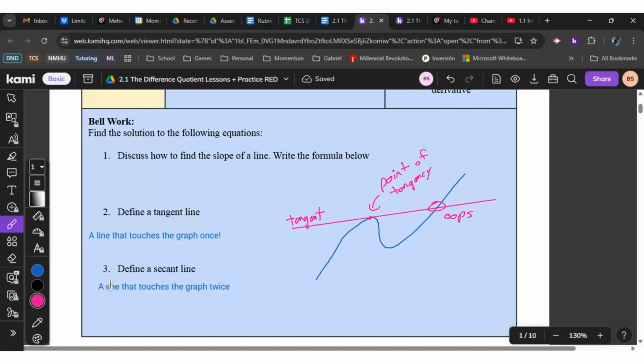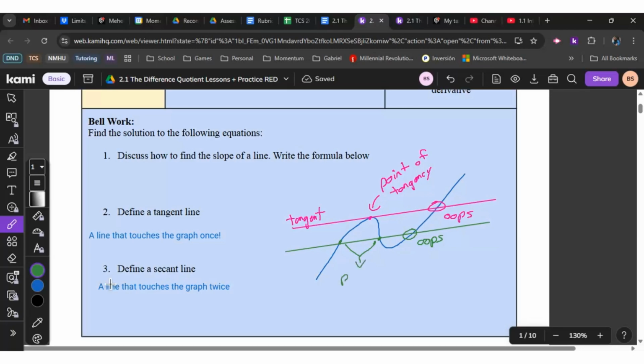Wouldn't that be a secant line? Nope, I literally just explained that. Okay, so this one here would be a secant line, and once again, we get an oops. So basically, you have to define where you're looking at it, and that's what's important. You might have it touch more than once or twice, but really, you're localizing it to an area, and that's what you're focused on.